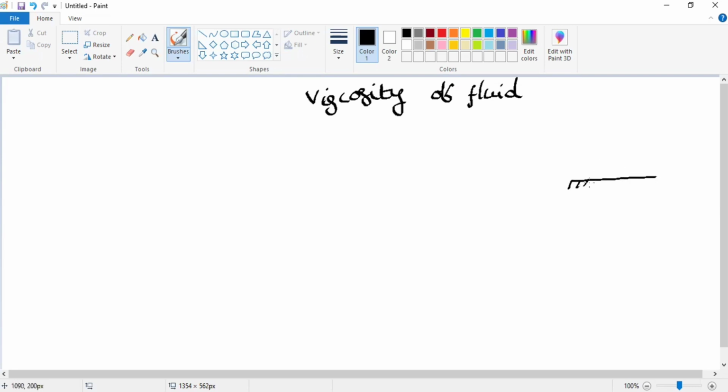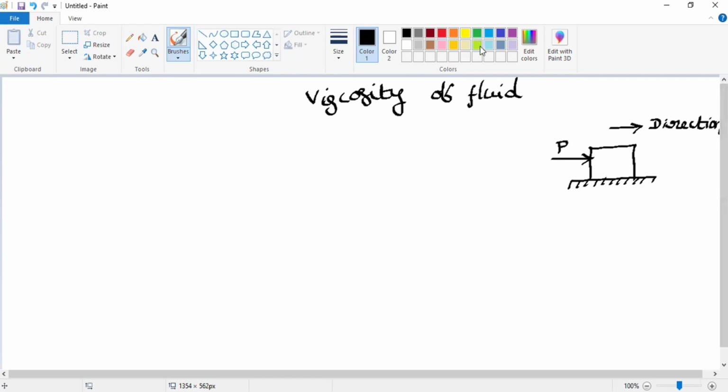Suppose there is a rough surface, and on that surface a solid body is placed. If you apply a force P on this body, then the body can move in this direction.